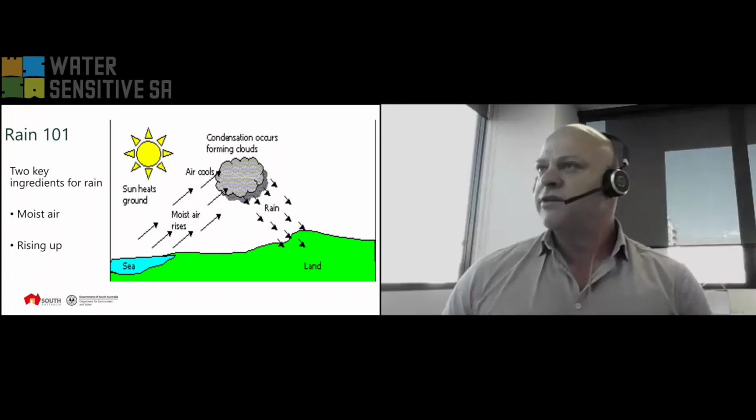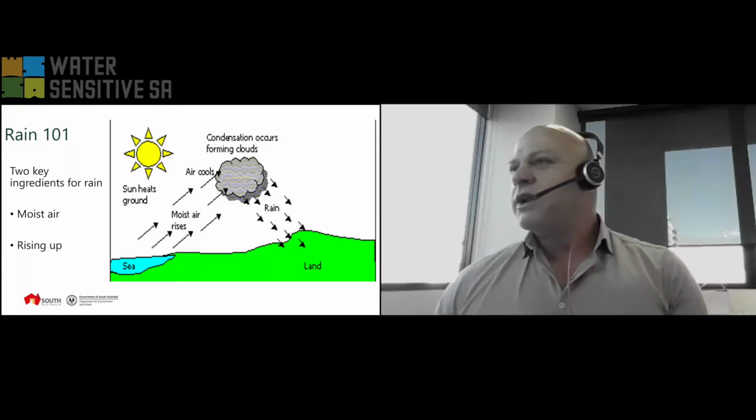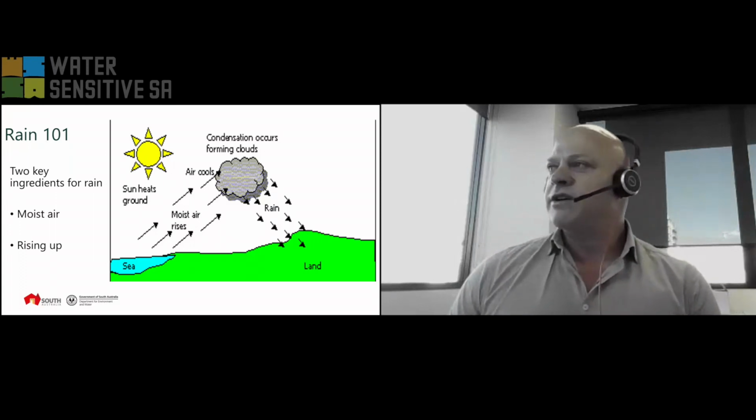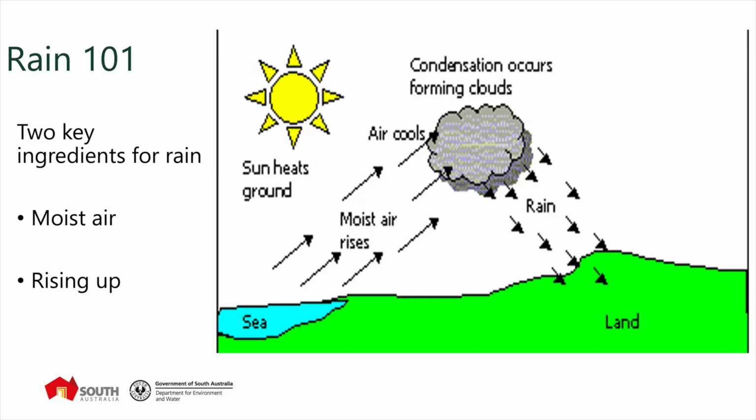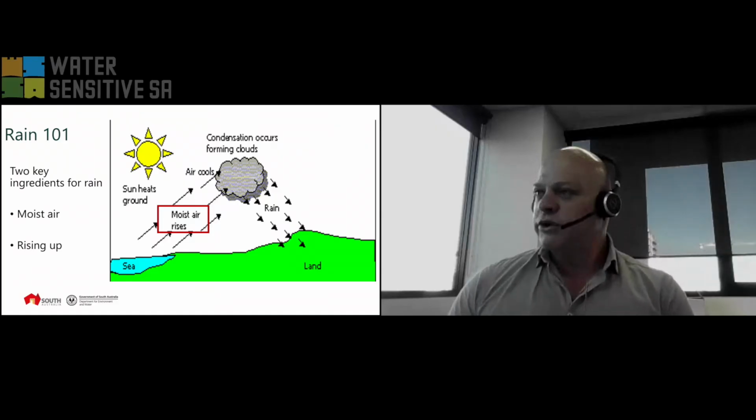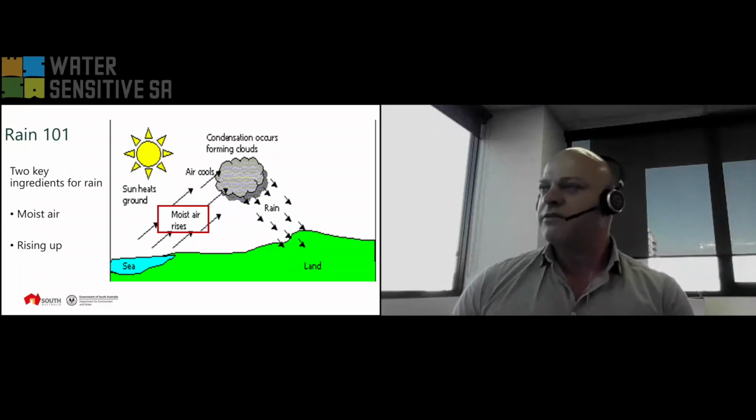I want to start off with a very deliberately simple diagram, because I really want to get across this point. I chose the simplest diagram I could find. How does rain form? We're looking at two key ingredients: we need moist air, and we need it to be rising up. So just keep that in mind. When we talk about rainfall in Australia, we're looking for moisture sources, and we're looking for mechanisms that lift that moisture up.